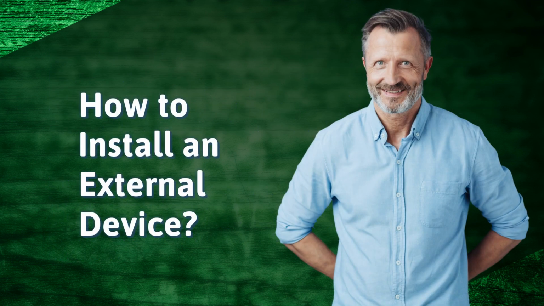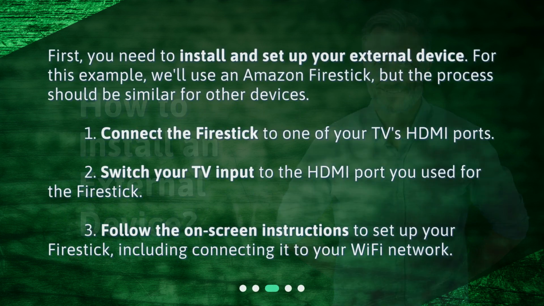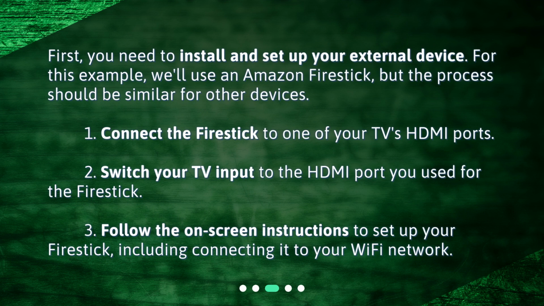How to install an external device? First, you need to install and set up your external device. For this example, we'll use an Amazon Firestick, but the process should be similar for other devices. 1. Connect the Firestick to one of your TV's HDMI ports. 2. Switch your TV input to the HDMI port you used for the Firestick. 3. Follow the on-screen instructions to set up your Firestick, including connecting it to your Wi-Fi network.